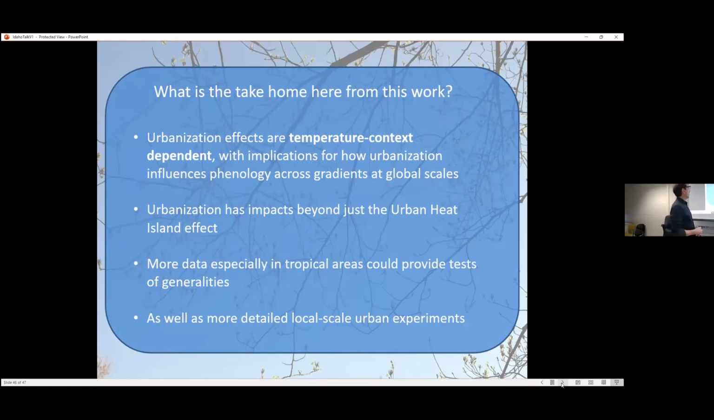Okay, so what do we take home from all this? Well, urbanization effects are temperature context dependent, with implications for how urbanization influences phenology across latitudes and across gradients in general. The urbanization effect is not just an urban heat island effect. And we really want to get that tropical data to piece together more about how urban environments impact plant phenology. It's a missing piece that we'd love to close with more data, right? More observations, more resources available. And we'd love to see more detailed local scale urban experiments. I think it'd be super fun to do, and there's a group of folks really jonesing to get that done.